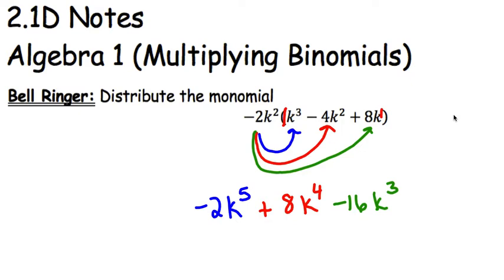Next, don't forget the negatives out front. Negative 2 times negative 4 is a positive 8. And then add your exponents for k, so 2 plus 2 gives you k to the fourth. Last one, negative 2 times a positive 8 is a negative 16k, add the powers, 2 plus 1 gives you k to the third. Okay, so there's another example for what we did yesterday. And like I said, what we're doing today and in the next notes, we're just building on this topic.